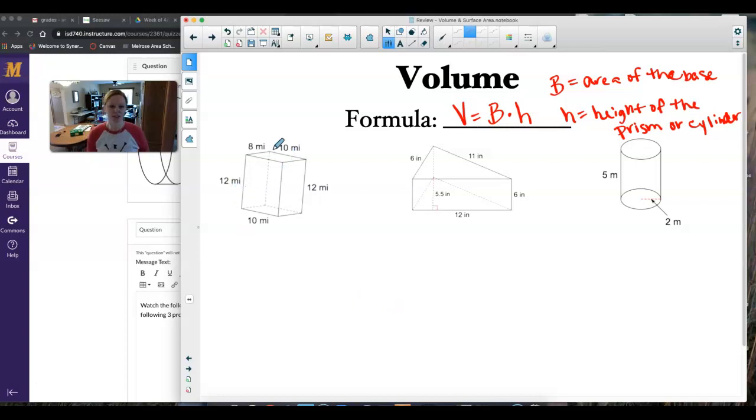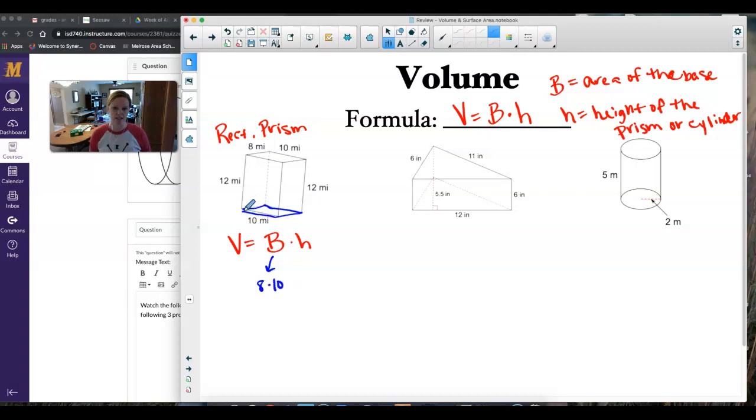Okay, so let's start with this first one. Remember, this is a rectangular prism, and we're going to find the volume. So I'm going to start with the formula. Volume equals area of the base times the height. The base, let's say it's right here. The base is a rectangle, and to find the area of that rectangle, we have to do 8 times 10.